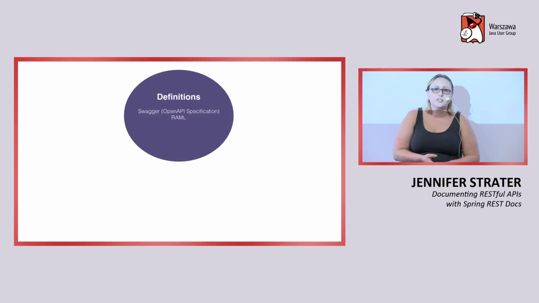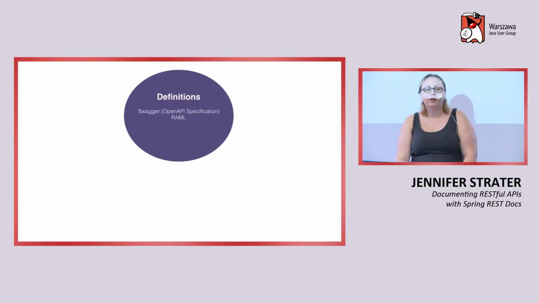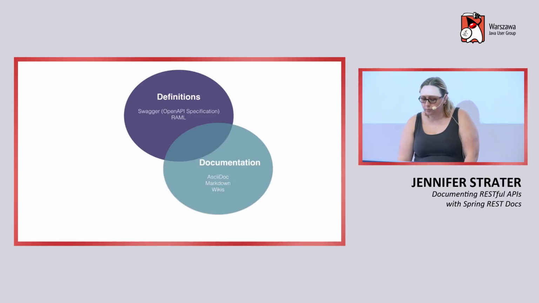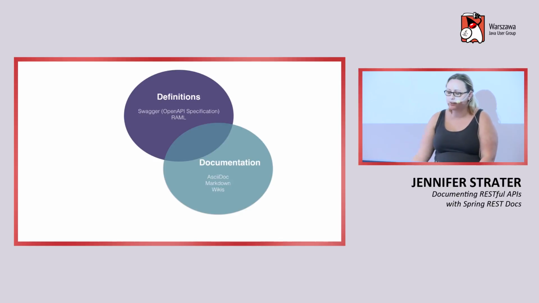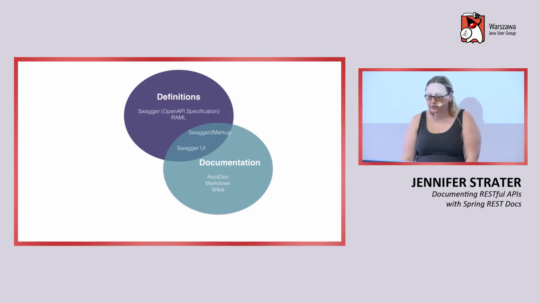So the first one is not actually about documentation at all. It's definitions. So Swagger, and I keep saying Swagger, but it's really now the OpenAPI specification, and RAML are definitions for APIs. And when you combine them with documentation, maybe you already have some AsciiDoc, Markdown or even some wikis, you can get tools that kind of intersect in this space.